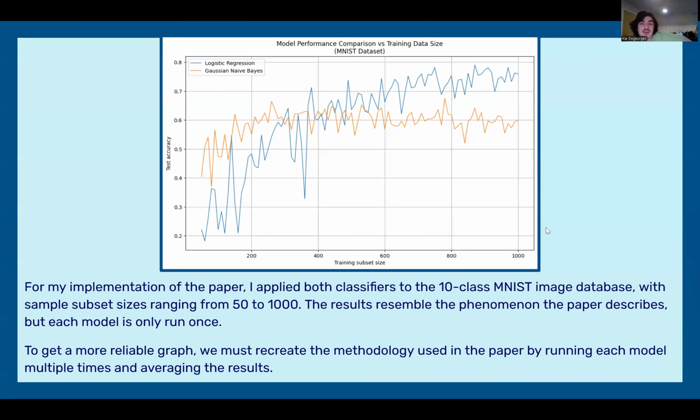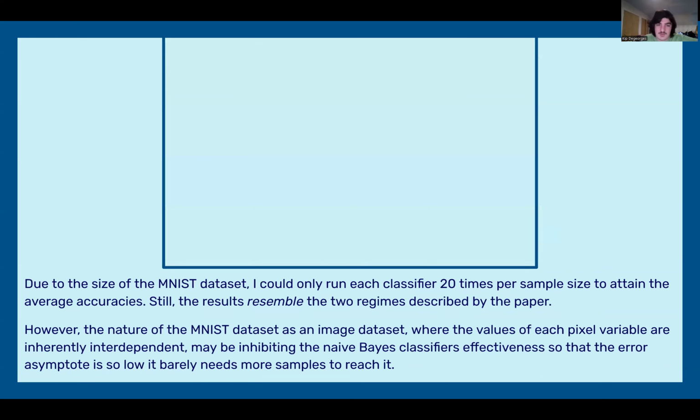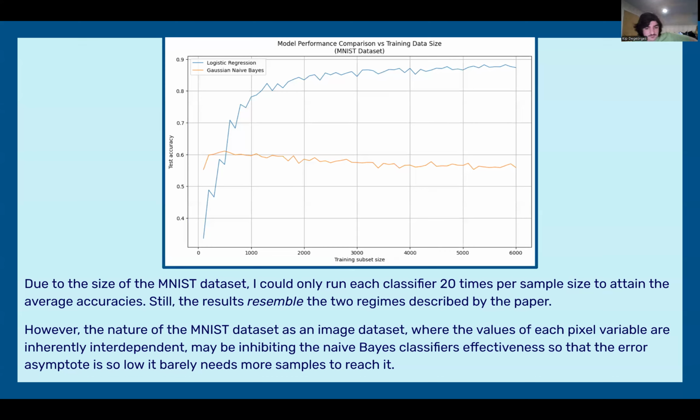For my implementation, I started with the MNIST data set and went through a range of subset sizes from 50 to 1,000 in intervals of 10. I got something like this, which kind of looks like what we're looking for, but not exactly. It's not very clear. So we recreate the methodology in the paper where we run each sample size randomly some number of times. The paper did 1,000 for MNIST. I had to do 20 because that's a lot to run, but it still looks pretty smooth, something like this. It resembles what we're looking for.